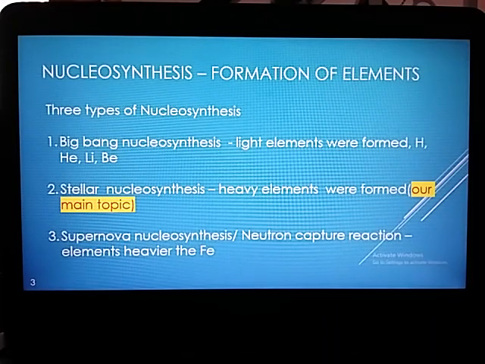Now, in the formation of elements, there are three types of nucleosynthesis. Number 1, Big Bang nucleosynthesis. Number 2, stellar nucleosynthesis. And number 3, supernova nucleosynthesis or the neutron capture reaction. So, ano kaya ang differences ng tatlong ito? Out of these three types of nucleosynthesis, magfo-focus tayo sa number 2, which is the stellar nucleosynthesis.